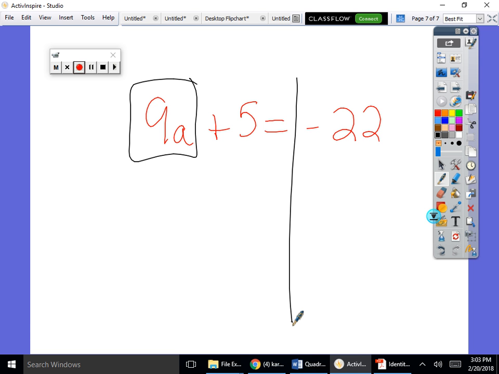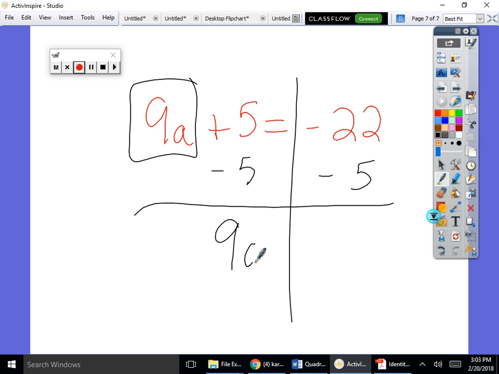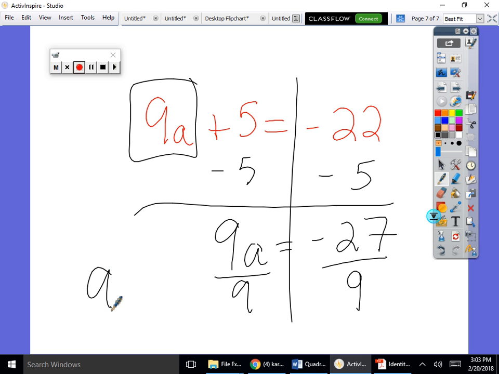So how do I get rid of that +5? -5. Excellent. -22 minus 5 is -27. Final step. Divide by 9. Therefore, a is equal to -3. Easy peasy lemon squeezy, yeah?